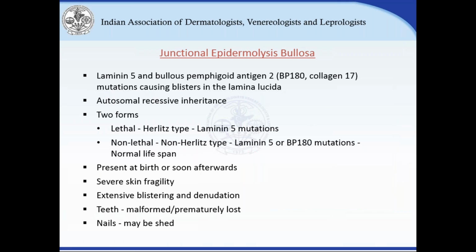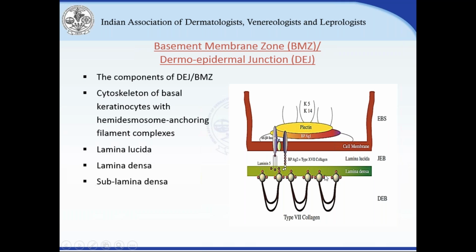Junctional epidermolysis bullosa is due to mutations in laminin 5 and bullous pemphigoid antigen 2, BPAG2. These have an autosomal recessive inheritance and 2 forms: lethal, that is Herlitz's type. You don't need to remember all the types. Just remember that junctional epidermolysis bullosa is actually a very lethal disease. Most children won't survive up to 5 or 7 years or more than that. Often it is accompanied by laryngeal stenosis. So they are present at birth or soon afterwards. There is severe skin fragility, extensive blistering and denudation. Teeth are malformed or prematurely lost, and nails may be shed. There is nail dystrophy. So in junctional epidermolysis bullosa, the damage is somewhere right here, laminin 5 and BPAG2, in the lamina lucida.